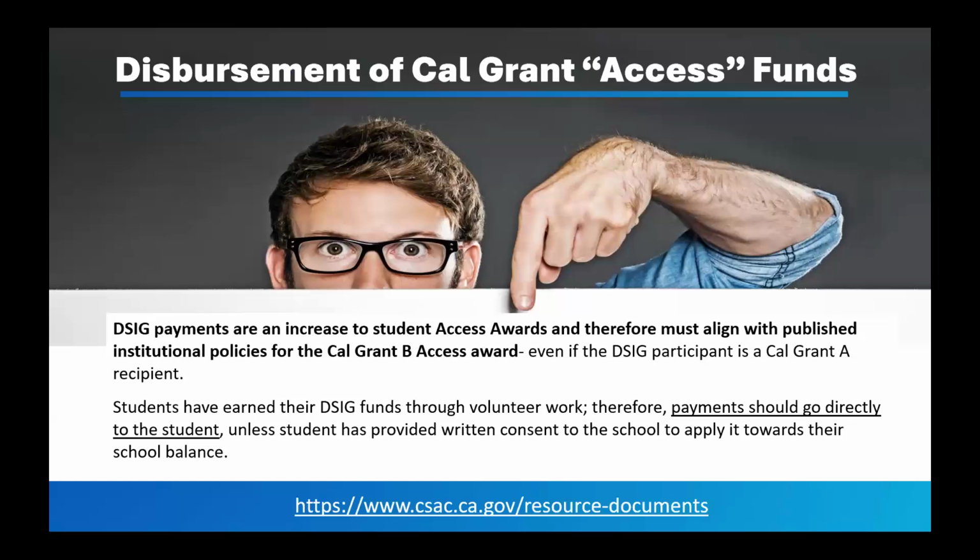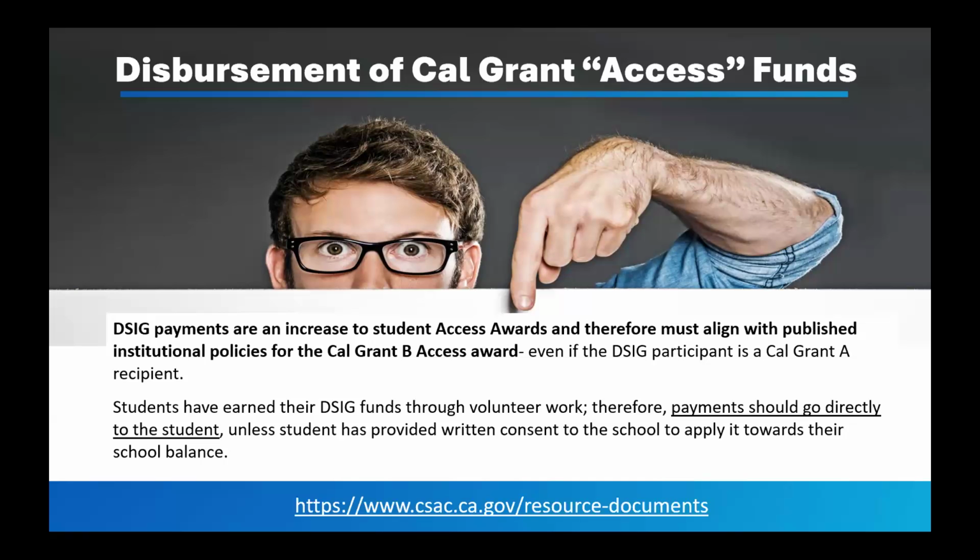So with our Cal Grant program, for Cal Grant B, there is an access award, and because the DSIG payments are actually an increase to the student access awards, they do need to align with your published institutional policies for Cal Grant B access, even if the DSIG participant is a Cal Grant A recipient. So what am I talking about here?